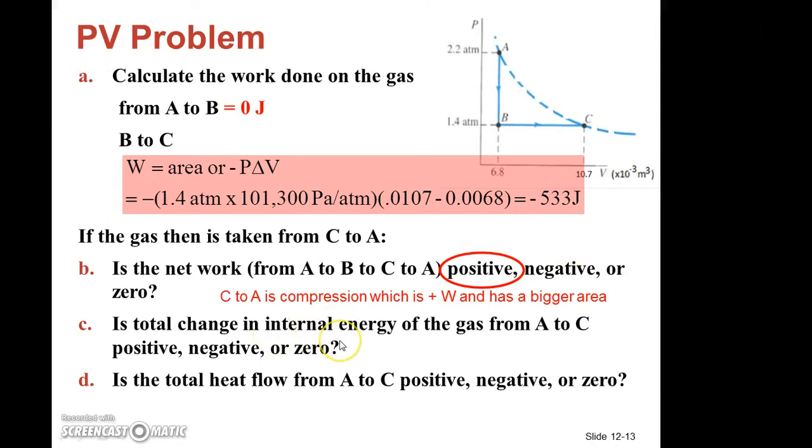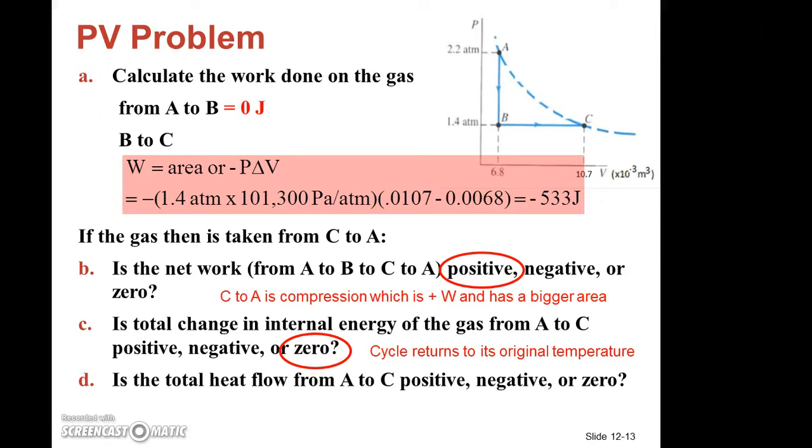Now, the total change in internal energy, well, I know that delta U is Q plus W, but remember that delta U is also equal to the average kinetic energy of all the molecules of the gas, times 3/2 kB delta T. So if we start at A and we go all the way back to A, then the change in temperature is 0. So that means that our change in internal energy must be 0 too.